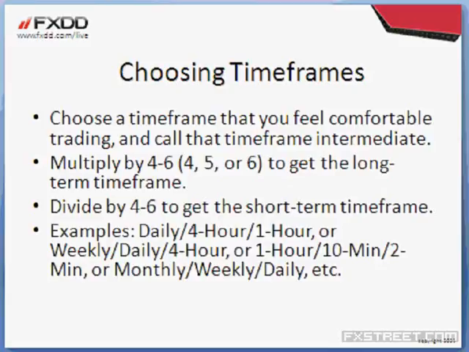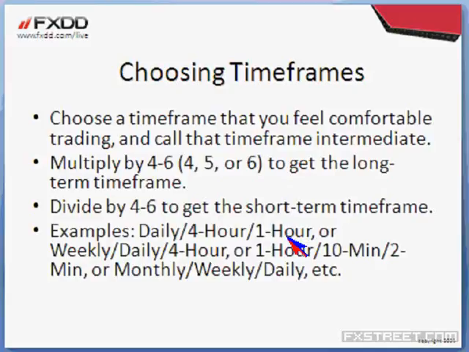You divide the intermediate by 4, 5, or 6 to get the short-term time frame. So let's say, once again, I have the 4-hour time frame. I divide by 4 to get the 1 hour as my short-term. Okay? So in this particular case, what am I doing? I've got the daily, 4-hour, and 1 hour as my 3 different time frames for the strategy. Okay? There are a lot of different incarnations that you might want to use.